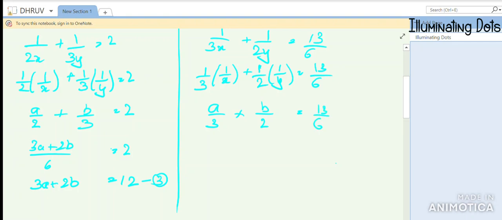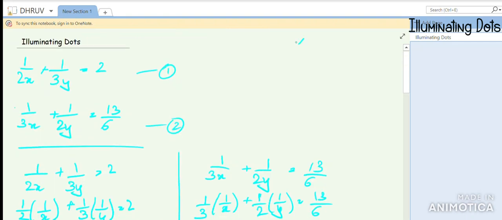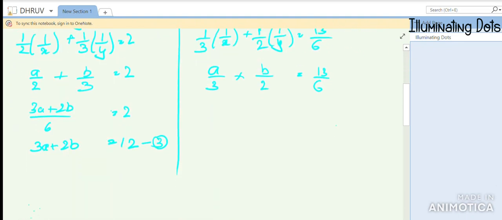For convenience, I will write it here: 1 upon x is equal to a and 1 upon y is equal to b, just for remembering. Now here this is added, so we again make the denominators equal. So we get 2a plus 3b upon 6 is equal to 13 upon 6. I cancel the denominators because both of them were equal. So 2a plus 3b is equal to 13.